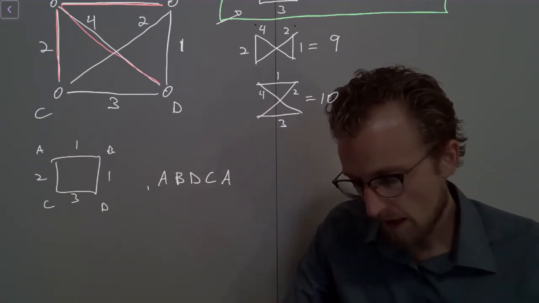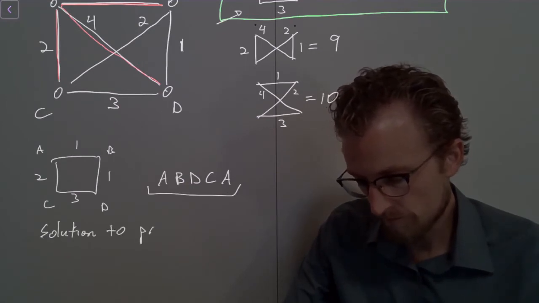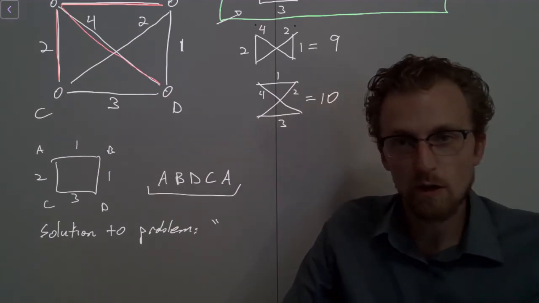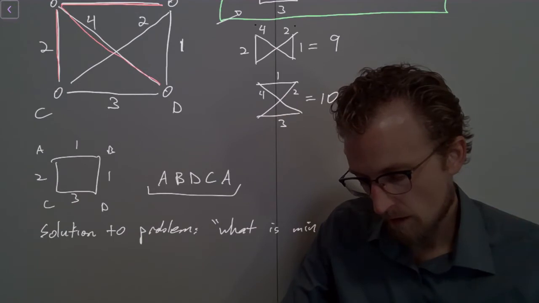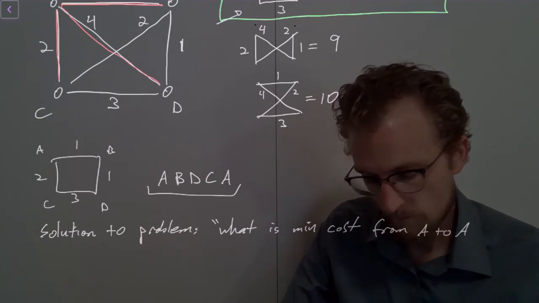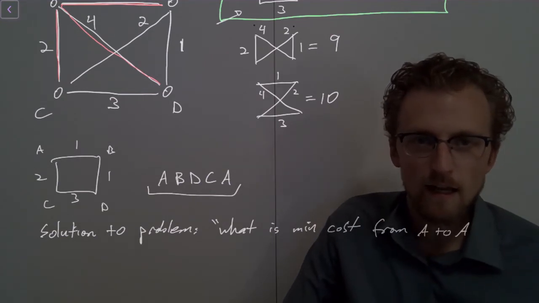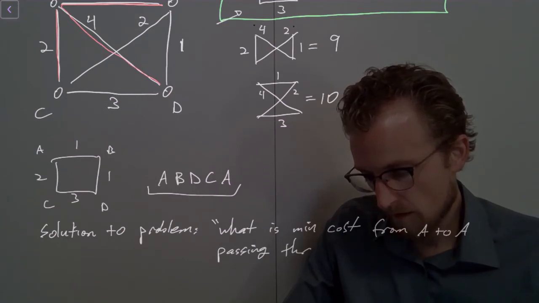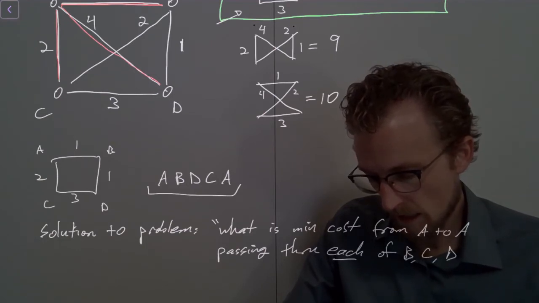So I'm going to say that this is a solution to the following problem. To the problem, what is the minimum cost of a path that goes from A to A? Right? So what is min cost from A to A, passing through each of B, C, and D exactly once?